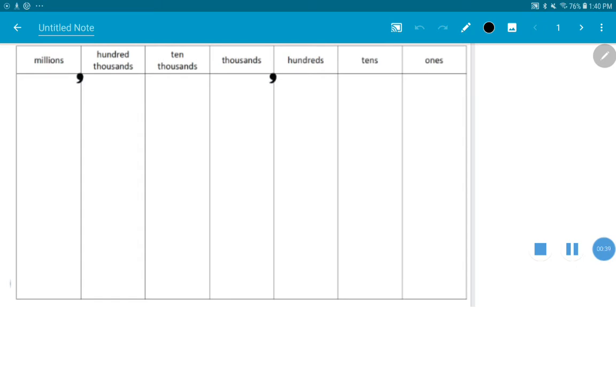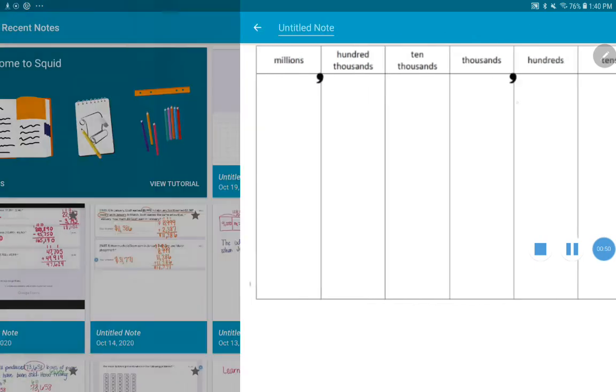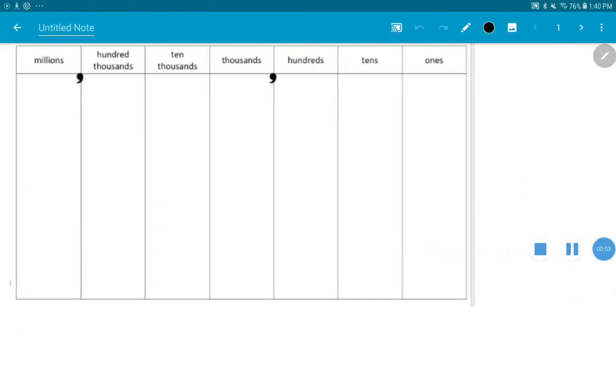So the first problem, I want you to write this down in the space at the bottom of your work mat, that white space underneath the place value chart. I want you to use that space to record this problem. 253,421 minus 75,832.